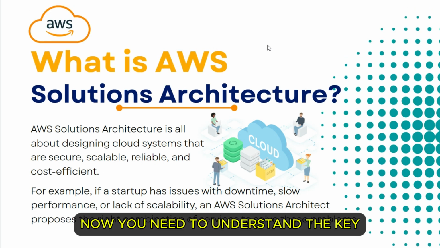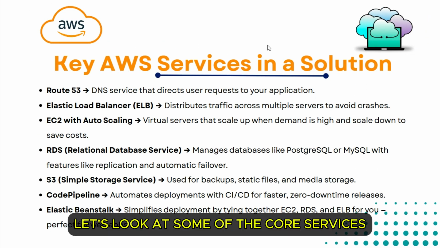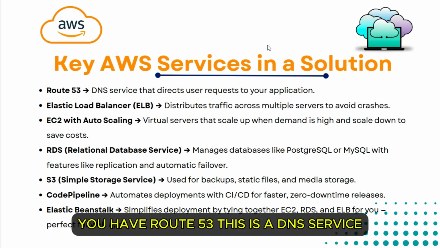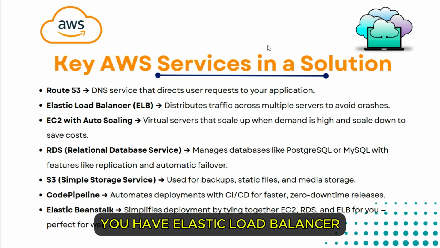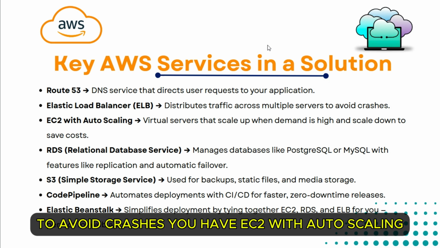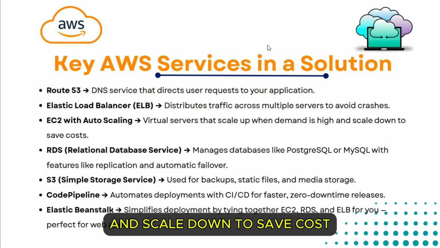Now, you need to understand the key services in AWS Solutions. Let's look at some of the core services that appear in almost every AWS architecture. We have Route 53. This is a DNS service that directs user requests to your application. You have Elastic Load Balancer. This distributes traffic across multiple servers to avoid crashes. You have EC2 with auto scaling. These are virtual servers that scale up when demand is high and scale down to save costs.